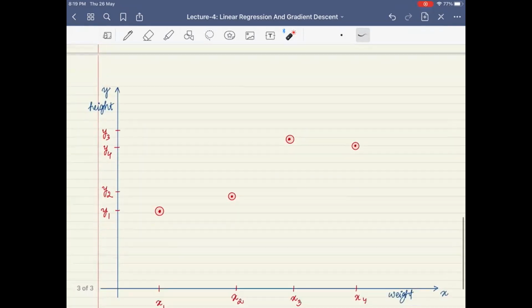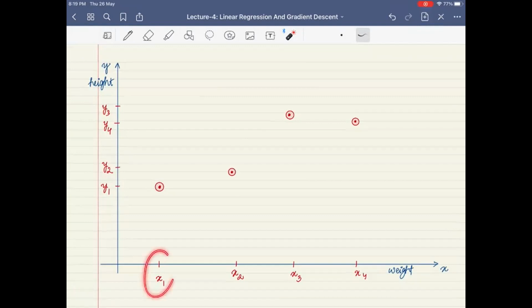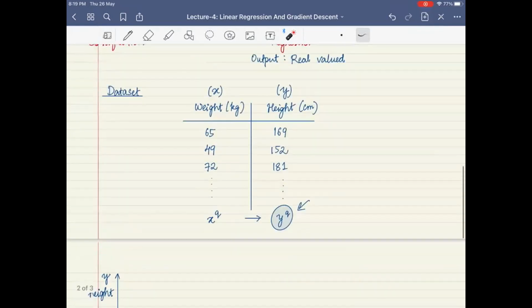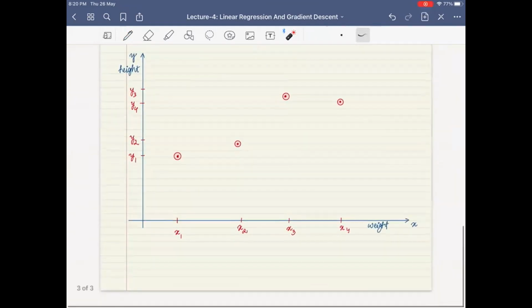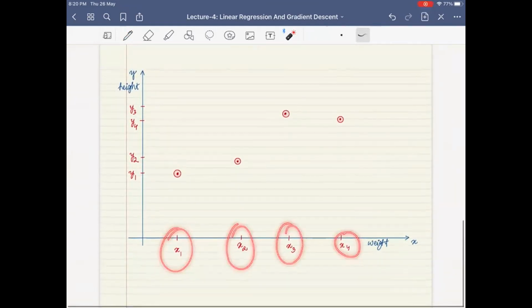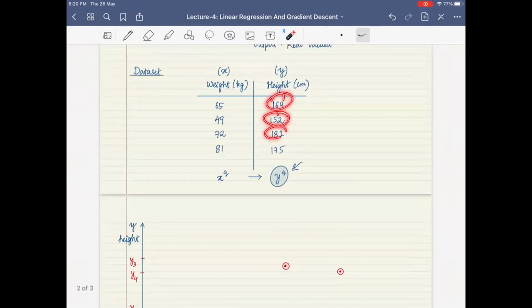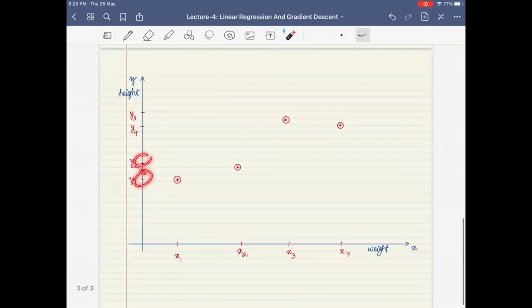Now, this xq, these are like x1, x2, x3, x4. These are your training points. You know their exact values. Something like 65, 49, 72. Maybe let me construct another point here, so it's maybe 81, and 190, or maybe let me reduce it a bit, 175. So these are the 4 x's: x1, x2, x3, x4. The corresponding y1, y2, y3, y4 are these.